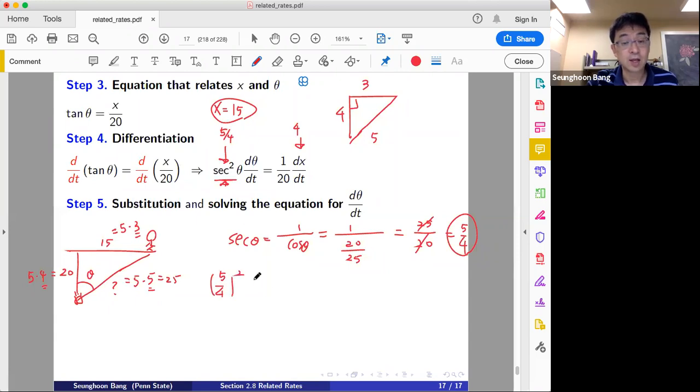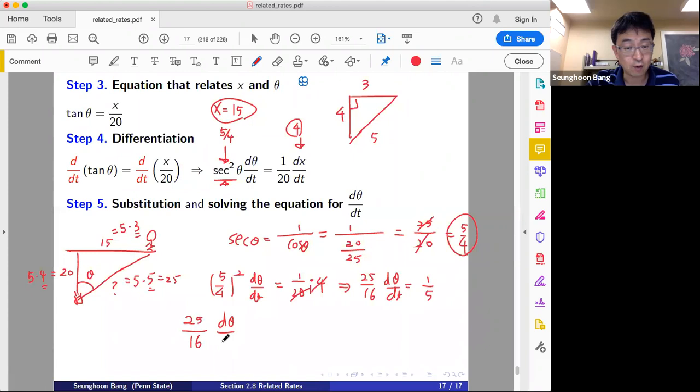This one times d theta over dt equals 1 over 20 times dx over dt, which is 4. So what's that? 25 over 16 d theta over dt equals 4 over 20, the 4 is crossed out, just 1 over 5. Next, 25 over 16 d theta over dt equals 1 over 5.